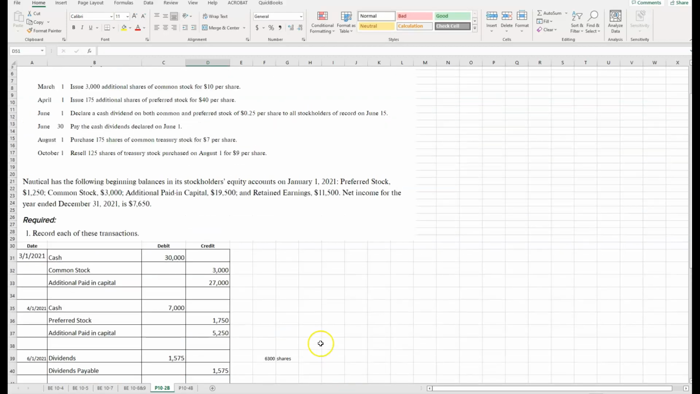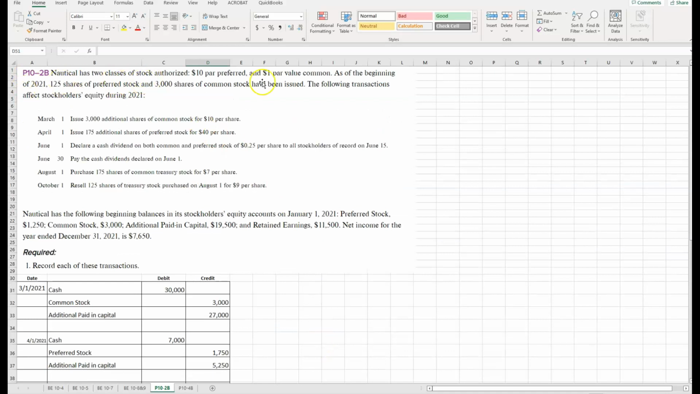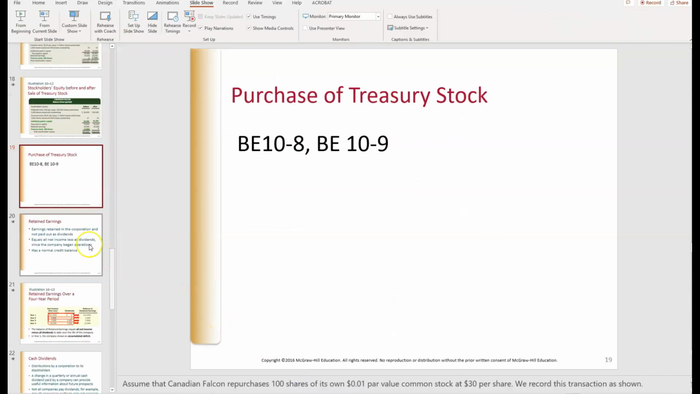The key thing to remember in these problems is to be sure to read up here if you have any shares at the beginning of the year before you started doing other things. All right, let's go back to our slides.